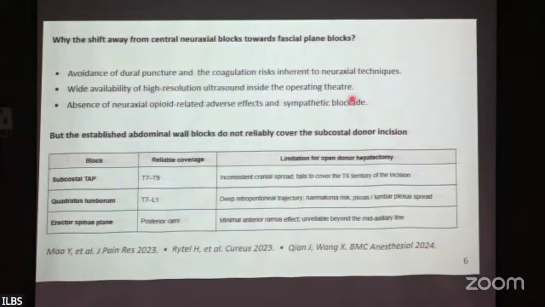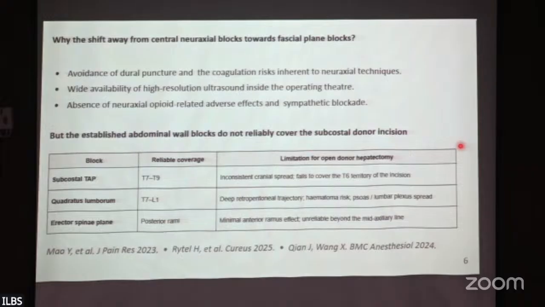In recent times, there has been a paradigm shift away from central neuraxial blocks like the epidural or intrathecal morphine towards superficial fascial plane blocks. This is mainly due to the avoidance of dural puncture in these patients, as many donors are skeptical about receiving an injection in their back, and the coagulation risks inherent to neuraxial techniques. Other reasons are the wider availability of higher resolution ultrasound machines inside the operation theater, and the absence of neuraxial opioid related side effects and sympathetic block effects like hypotension.